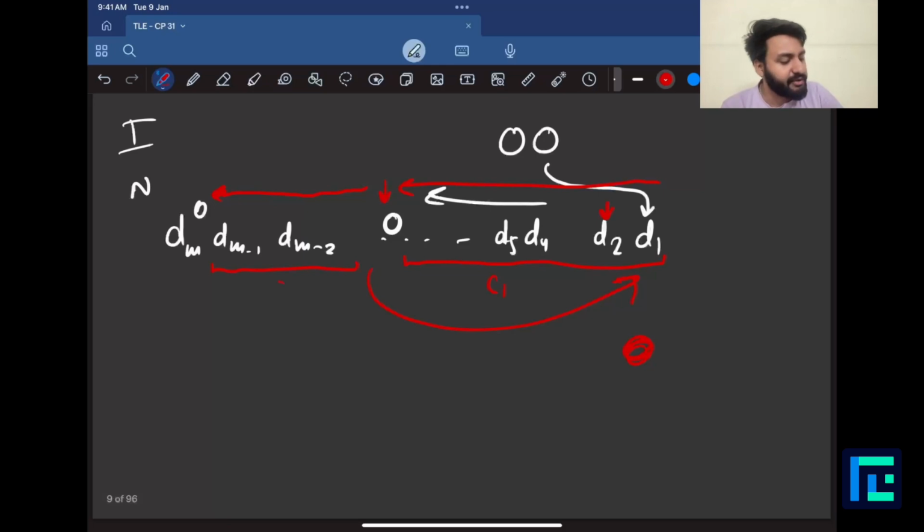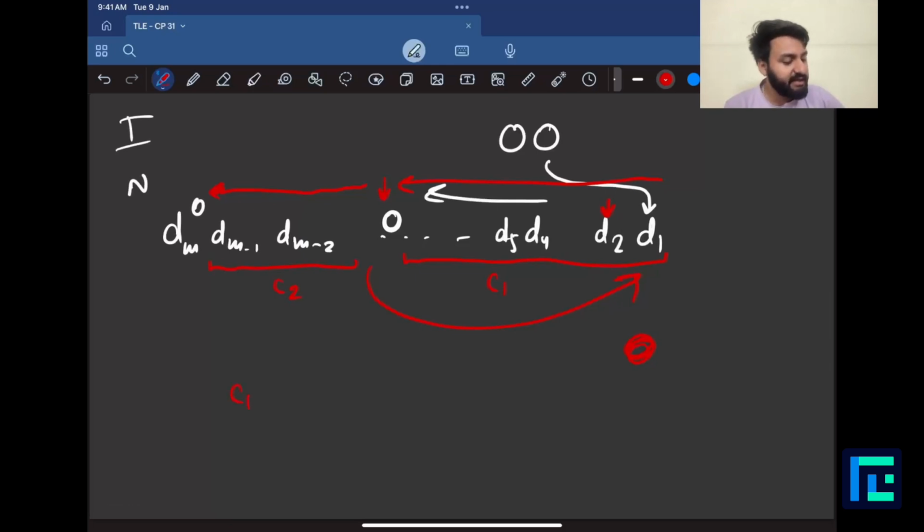Maybe the count of operations to do this was C2. So I can say C1 plus C2 gave me OP1, because this is the number of operations I actually took to make my last two positions turn 0. Now this is a very simple thing to observe or visualize. If you draw this yourself on pen and copy, you will understand that, okay, yeah, this is working.